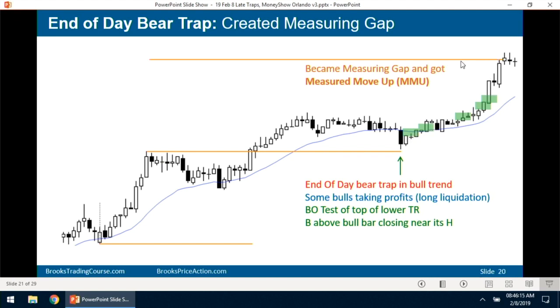You can see as it got near the measured move target, the market started to accelerate. Why? Because the bears knew it was going to reach the target, so there were no bears willing to sell here. The bulls knew it was going to reach the target, especially high-frequency trading firm type momentum traders. They knew it was going to go up there, so they just started to buy aggressively.